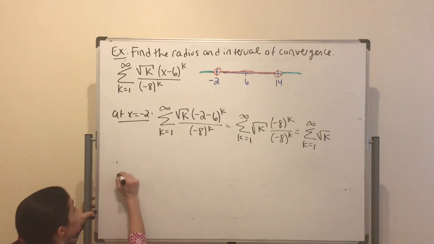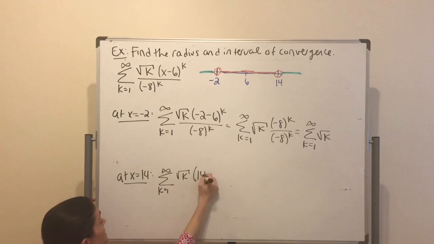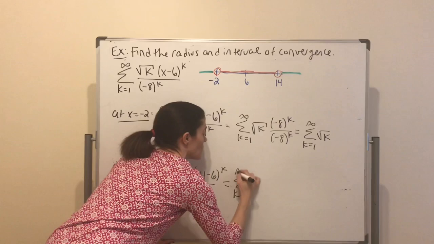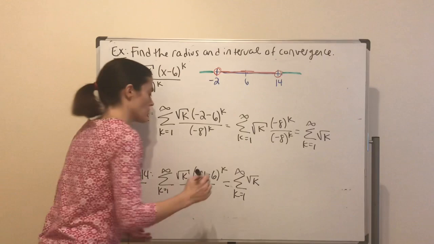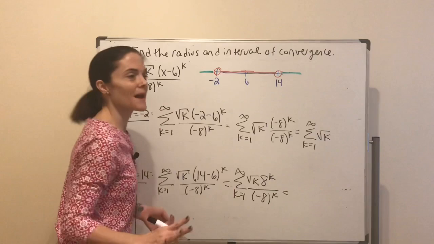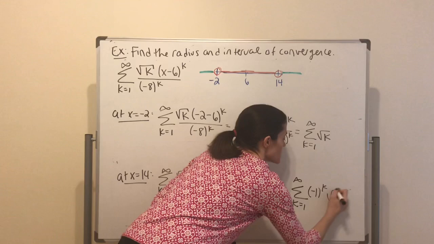My other endpoint, 14, we have the sum from k equals 1 to infinity of square root k times (14 minus 6) to the k over (negative 8) to the k. This becomes positive 8 to the k over negative 8 to the k. When you divide these two, 8 over negative 8 is negative 1, but then it's to the k. This is the sum from k equals 1 to infinity of (negative 1) to the k times square root k.